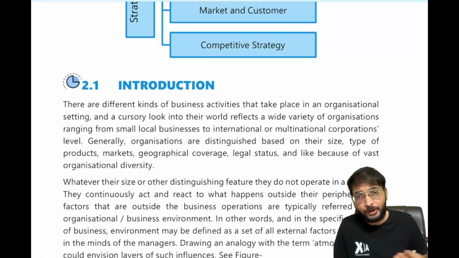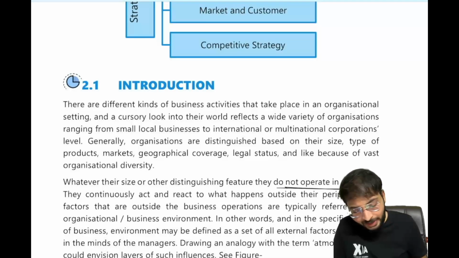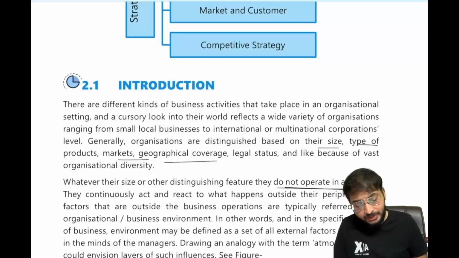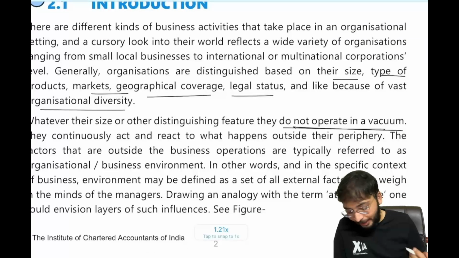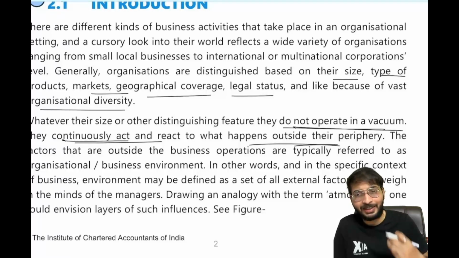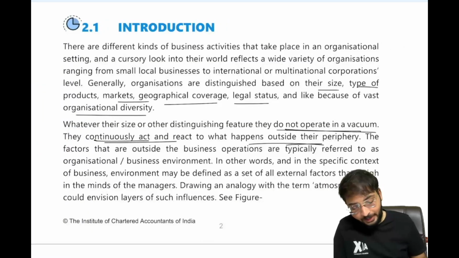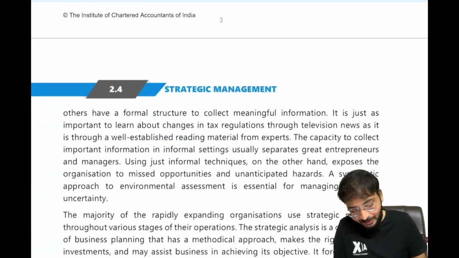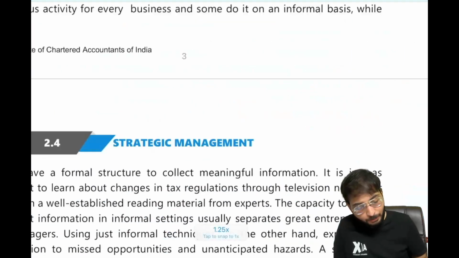So introduction, what they are saying is businesses do not operate in a vacuum. Here they have said there are different markets distinguished based on their size, their type of products, markets, their geographical coverage, in which area they have covered, their legal status, like partnership, sole proprietor, company, and because of vast organizational diversity, they do not operate in a vacuum. They require something called what? Environment. They need to continuously interact with what is happening outside their periphery, outside their vicinity, which is called the environment. Now, the strategic analysis, as I have discussed, see, come to page number 2.4.